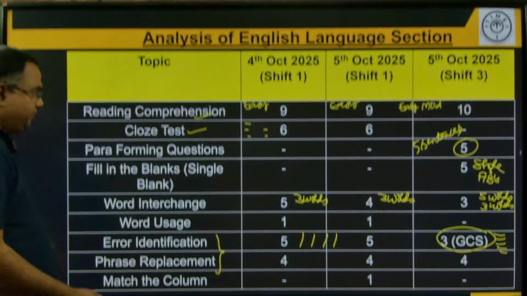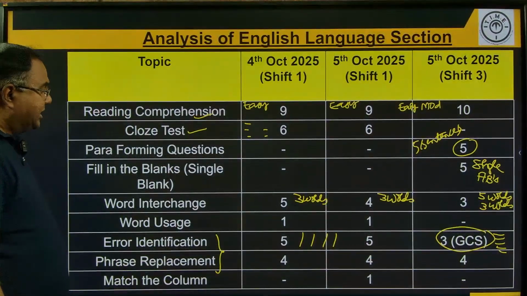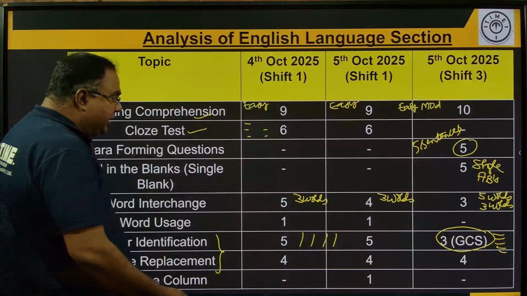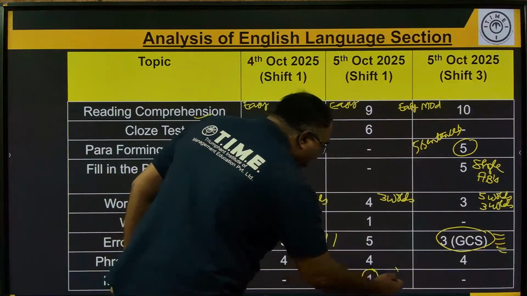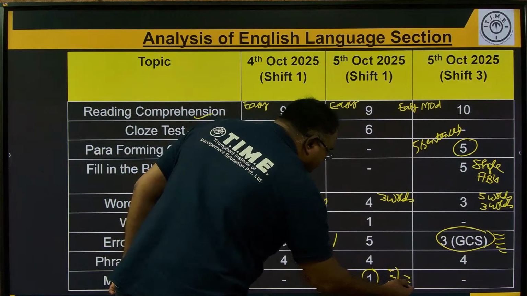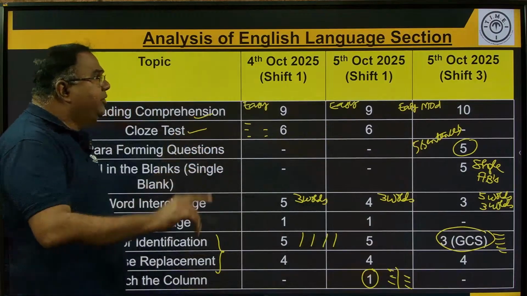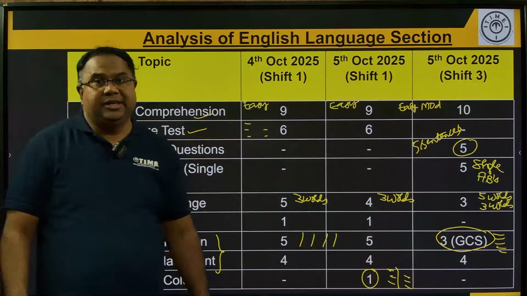This is about your English language section. And we had 1 question on match the column. There are 2 columns, match the following. The sentences here, you have to match these 2 columns. It appeared only on 5th October shift 1 slot.